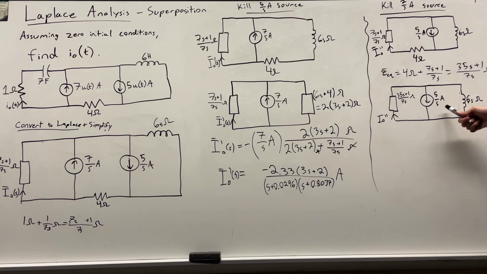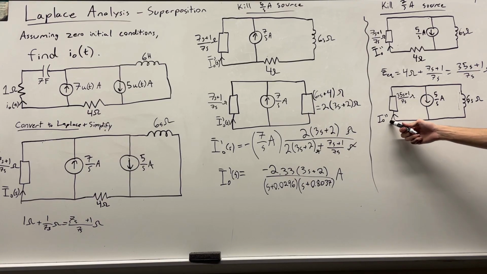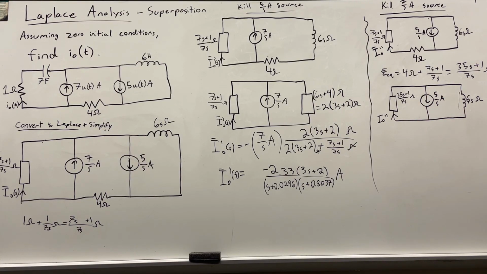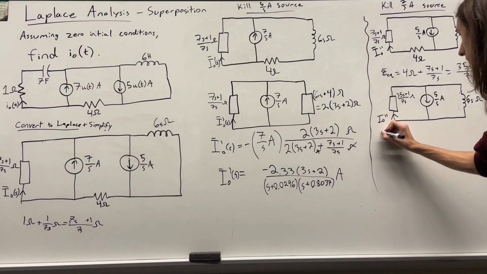So we have our 5 over S amp current source pointing down, our sought variable, which is defined as pointing up, I naught double prime, our combined impedance 35S plus 1 over 7S, and then our inductor 6S ohms. So now again, you can just use the current divider formula.